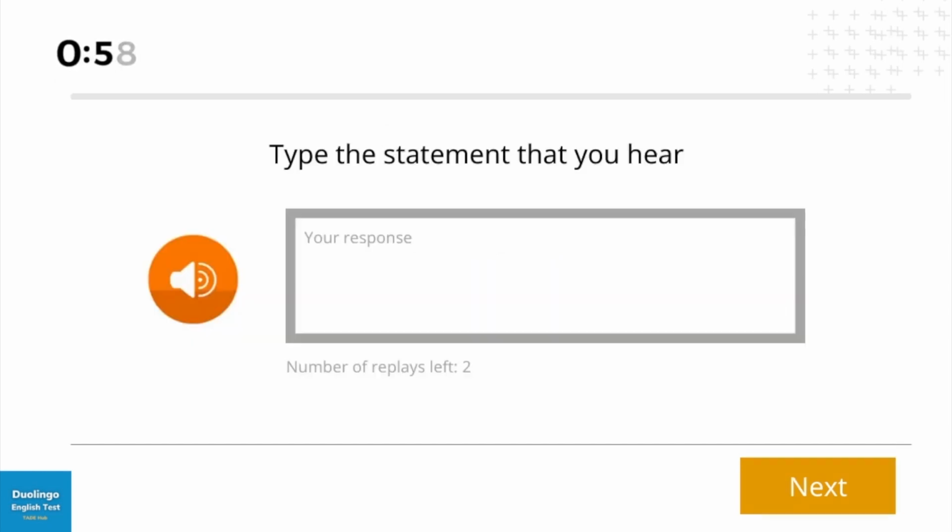I think I see my parents again soon one day. I think I see my parents again soon one day. I think I see my parents again soon one day.